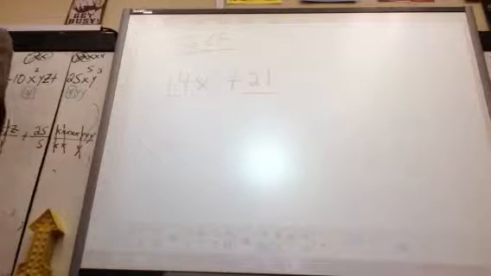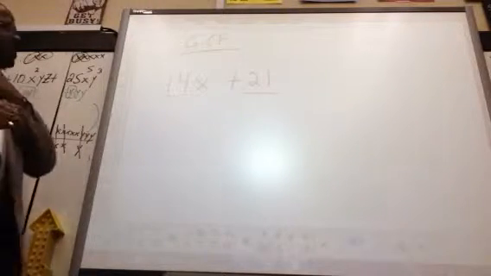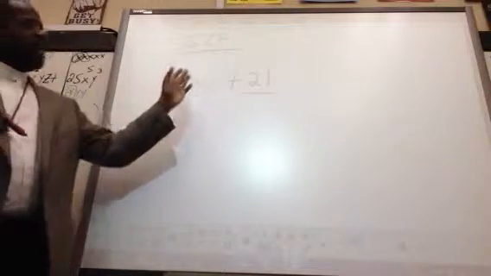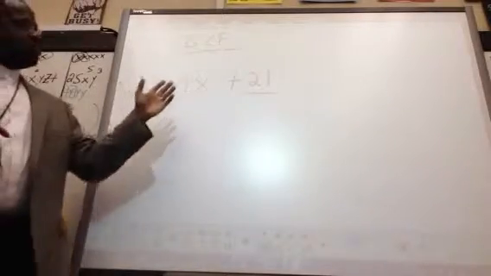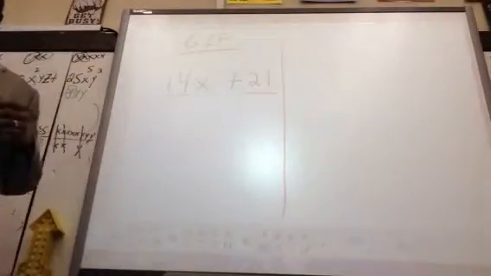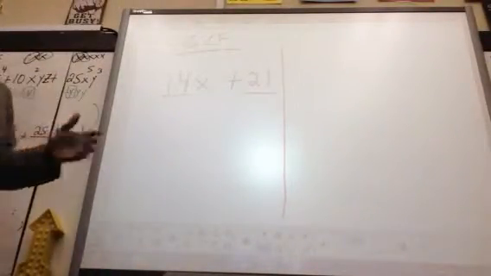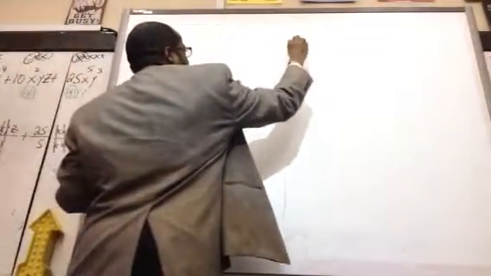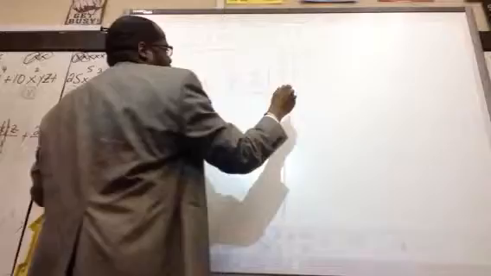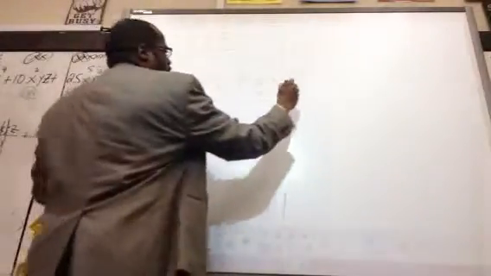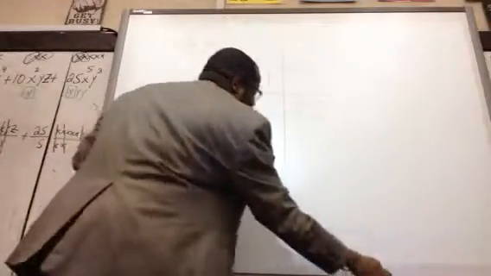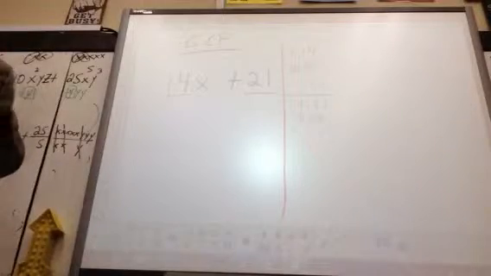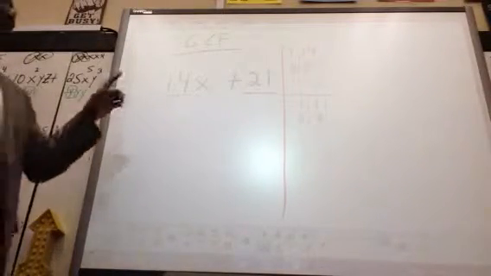So, what is the largest number that can divide into 14 and 21? What is the largest factor of 14 and 21? Now, just in case you don't know where to go, write out all the factors. We have factors of 14: 1 and 14, 2 and 7. For the 21, we have factors 1, 21, 3, and 7. These are all of the positive factors for the 14 and the 21.